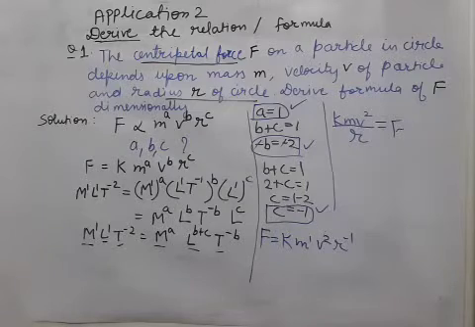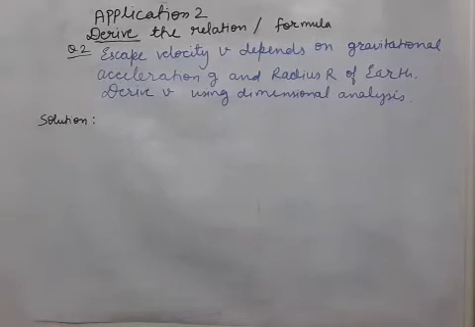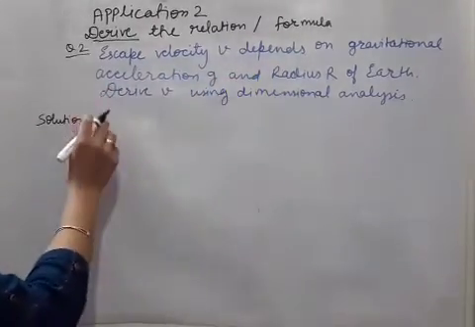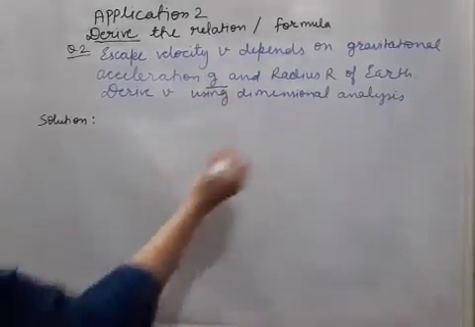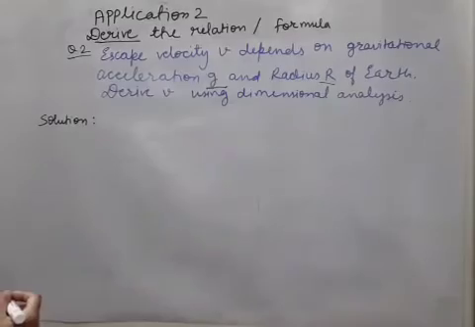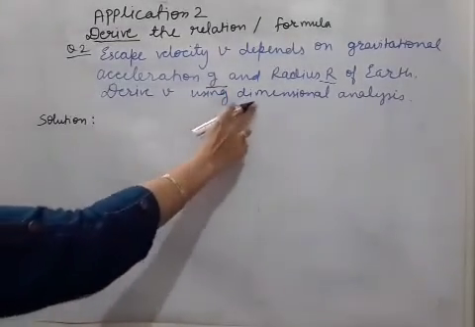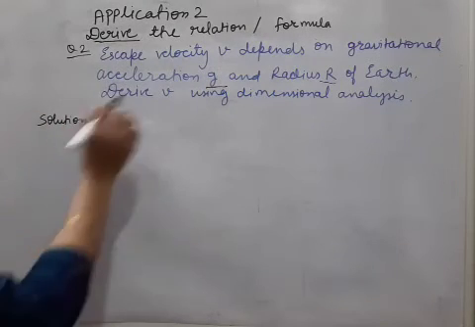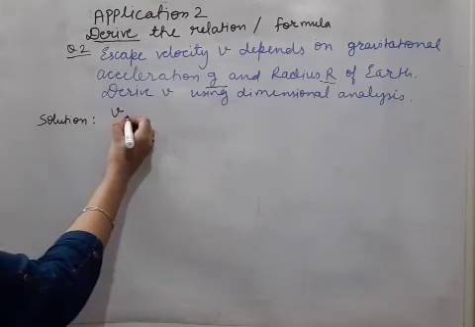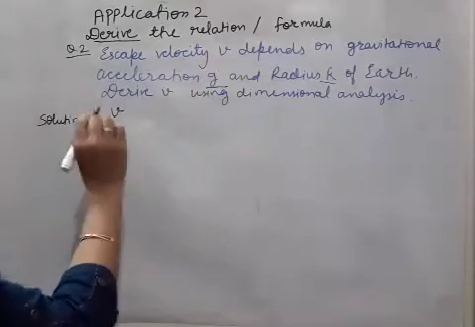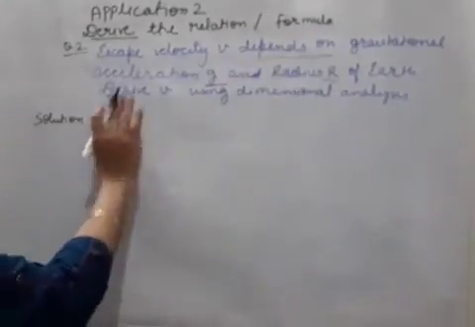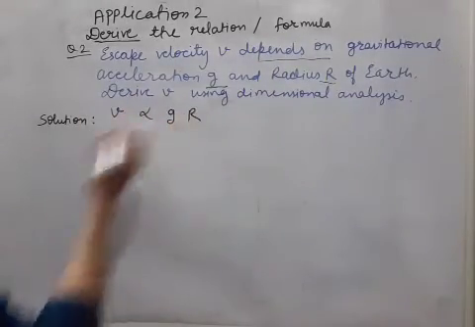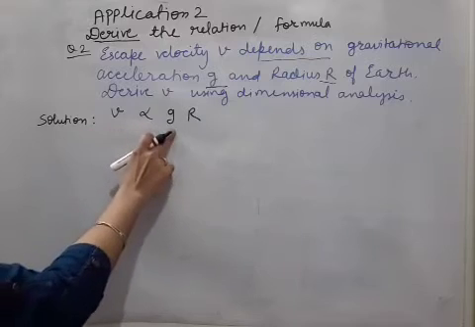Let us proceed to the next question. Question number 2: escape velocity v depends on gravitational acceleration g and radius r of the earth. Derive the velocity using dimensional analysis. Let's start the solution. We have to derive the velocity v. Whatever quantities are written after the word depends, you have to write here. V depends on g and r.